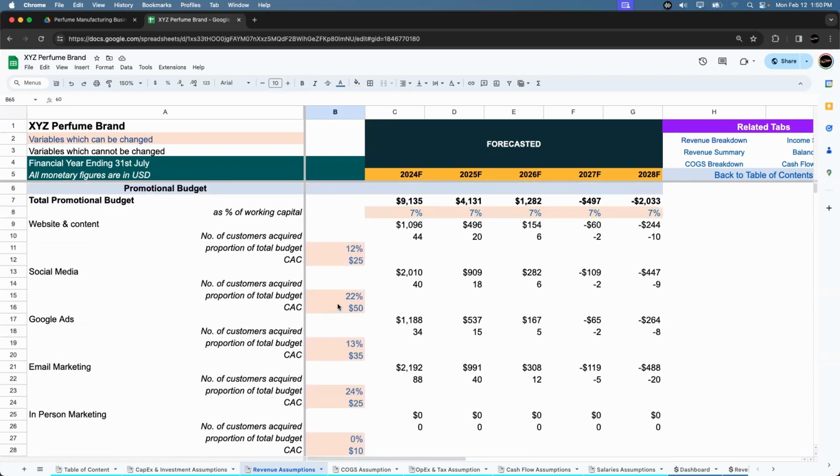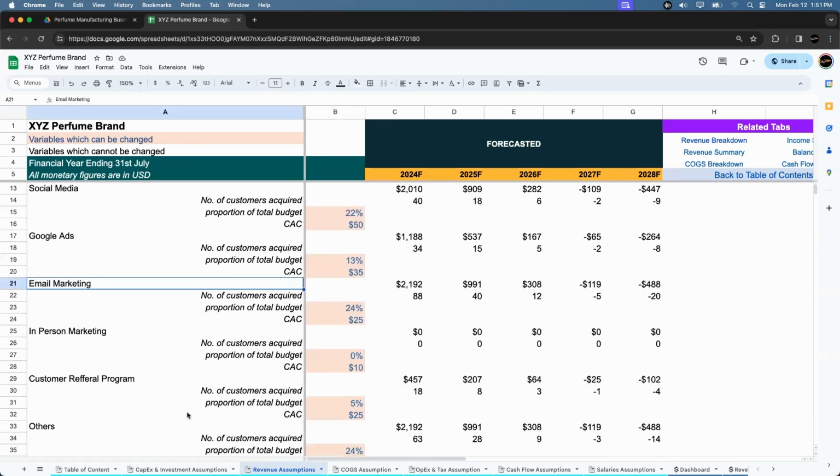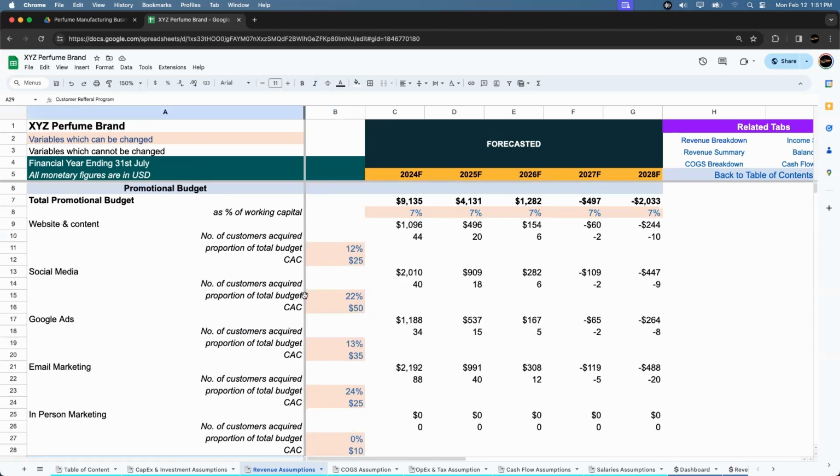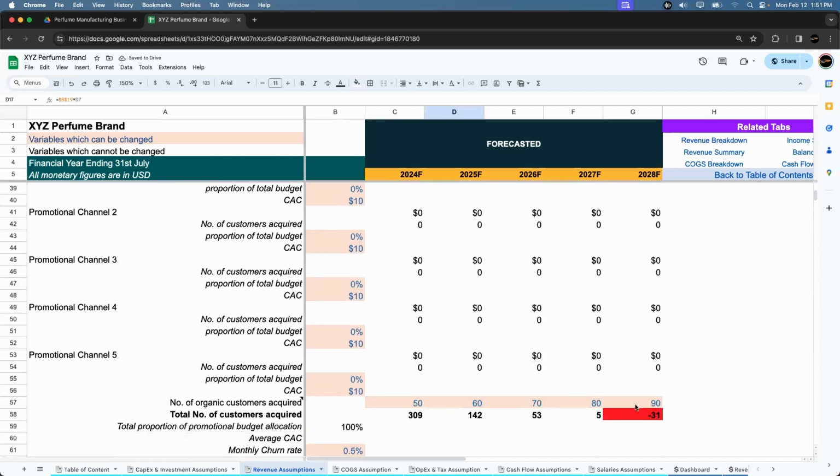Now, you might think that since social media has higher CAC, I'm not going to invest more in social media, and I'm going to invest more in website and content, email marketing, and customer referral program, because they have lower CACs, which can impact my numbers significantly. Or I'm going to lower my spending on social media and increase my spending on website. So you can basically play with the numbers, regulate this stuff, and find out what can make the business more profitable. So let's say I make this 10%, and the 12% goes to this particular area. Now, as you can see, this has become less negative.